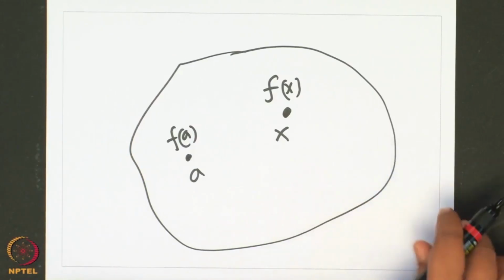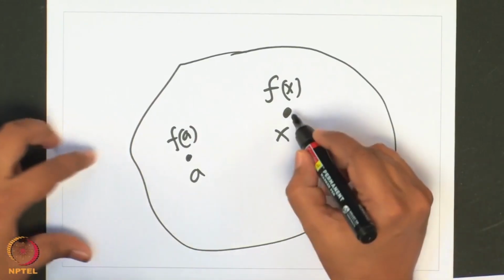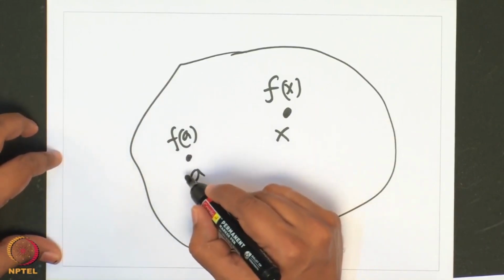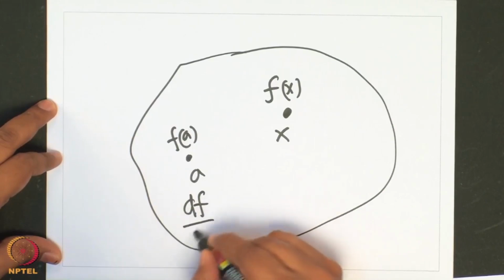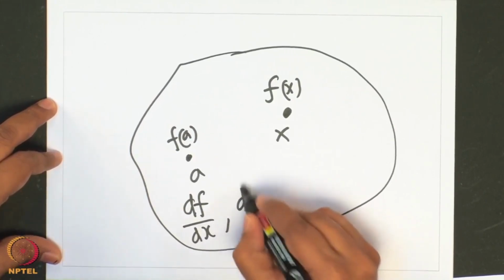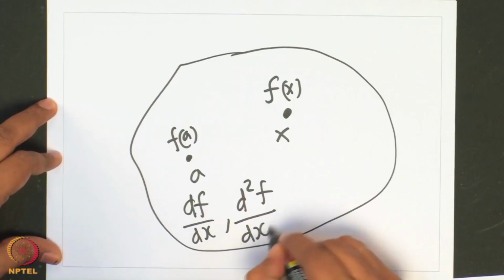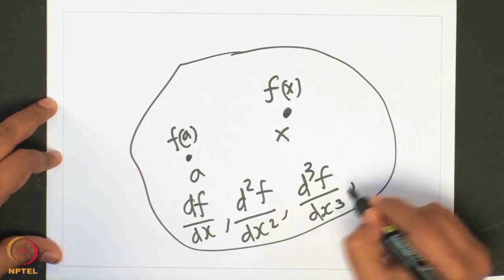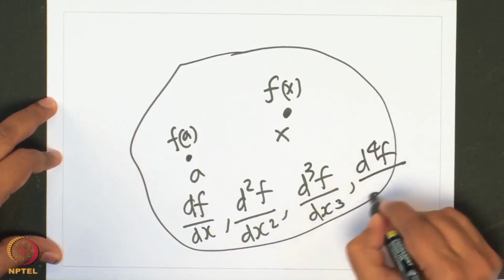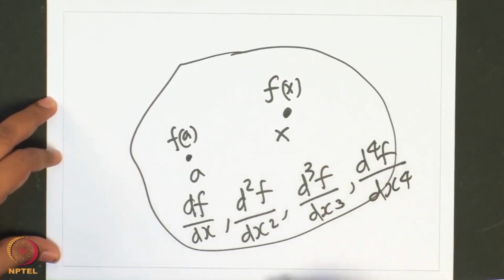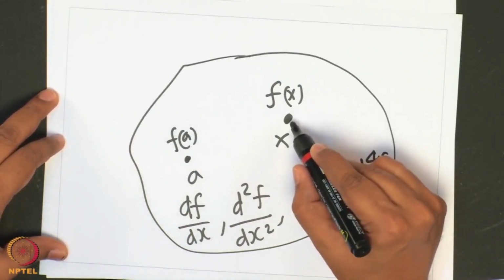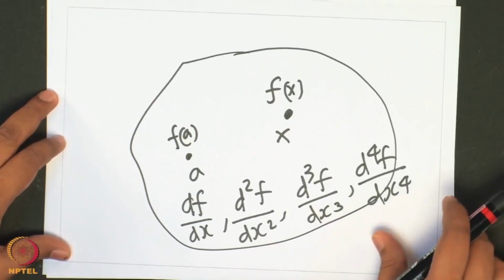The Taylor series says the following: to know the function at x, you have to know the function at a and all its derivatives at a. So you have to know df by dx at a, d square f by dx square at a, d cubed f by dx cubed at a, d power 4 f by dx power 4 at a. If I know all these derivatives and the function at a, we can calculate the value of the function at this point. Let us understand this in a different way.